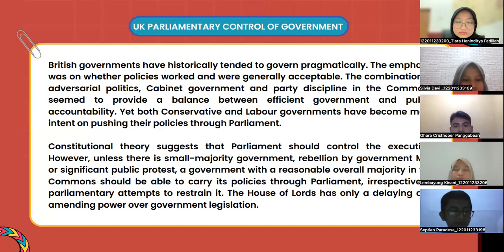Constitutional theory suggests that Parliament should control the executive. However, unless there is small majority government, rebellion by government MPs, or significant public protests, a government with a reasonable overall majority in the Commons should be able to carry its policies through Parliament, irrespective of parliamentary attempts to restrain it. The House of Lords has only a delaying and amending power over government legislation. Generally, opposition parties can also oppose in the Commons and hope to persuade the electorate to dismiss the government at the next general election.